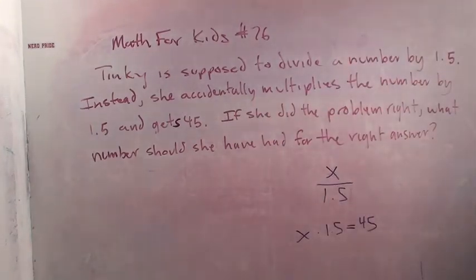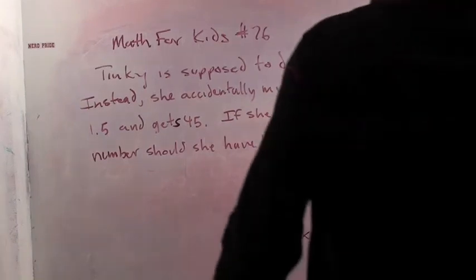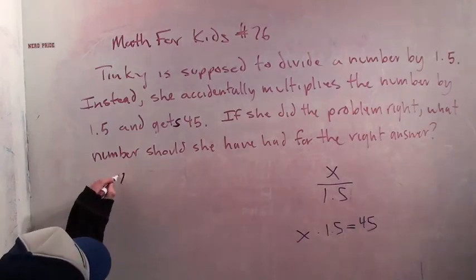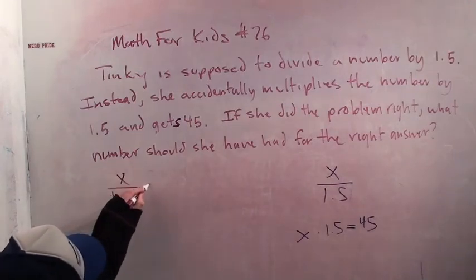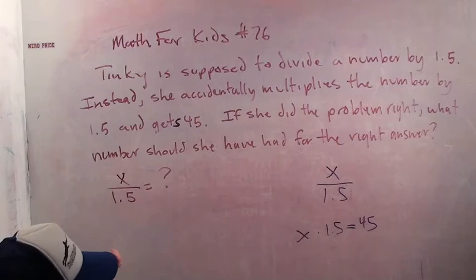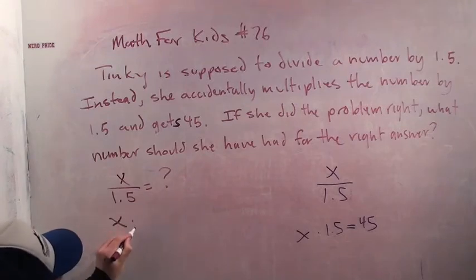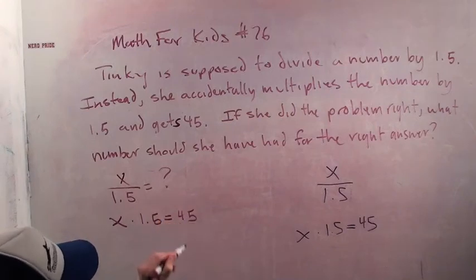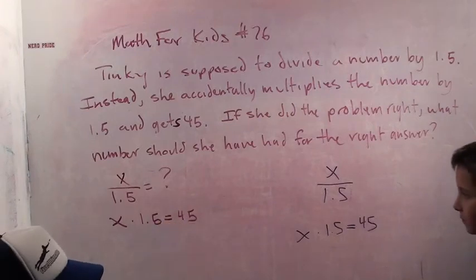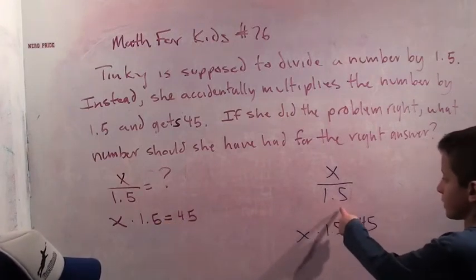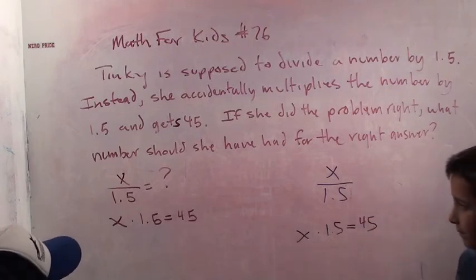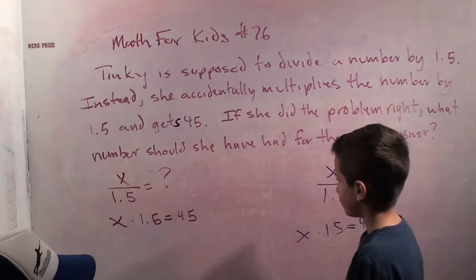Let me just make sure you haven't gone off camera. Nope, you haven't. So we're looking to solve what x over 1.5 equals. x over 1.5 equals question mark. But we do know that x times 1.5 equals 45. So how do you want to solve this? We can convert this to fractions and then solve it. Awesome. So what is x over 1.5 if you convert it to fractions?